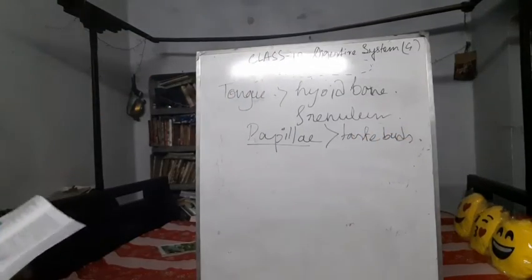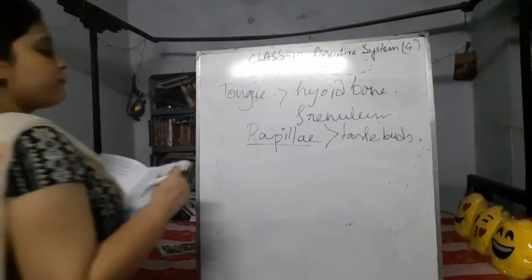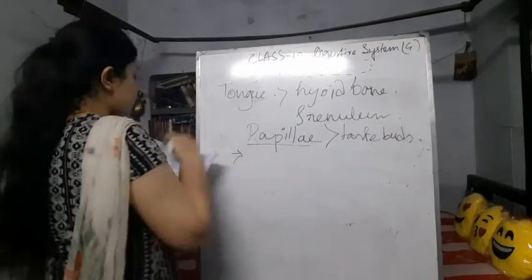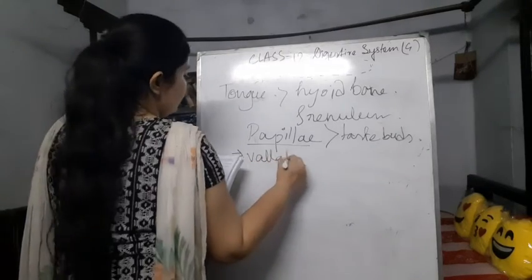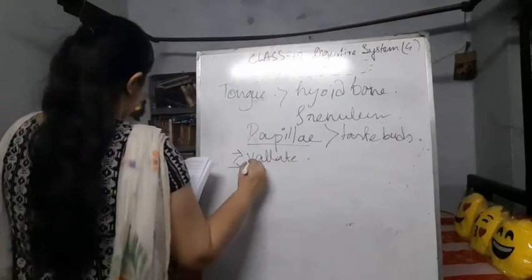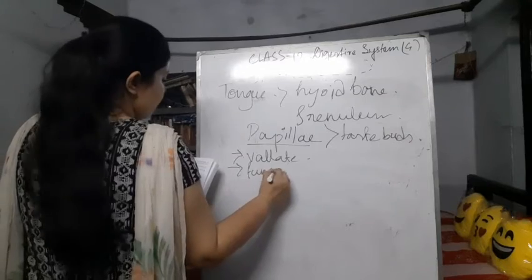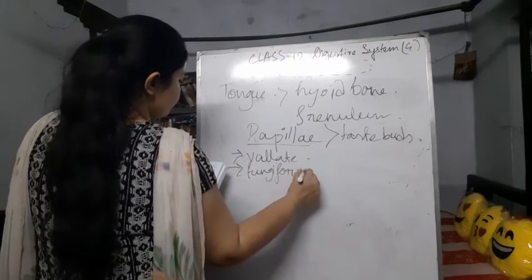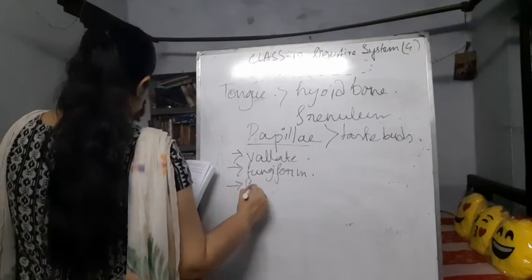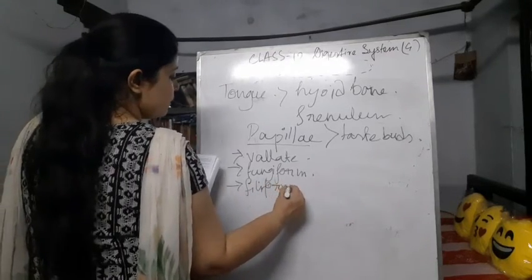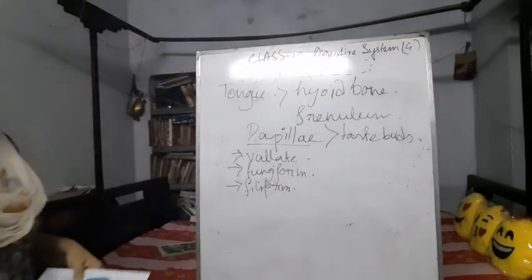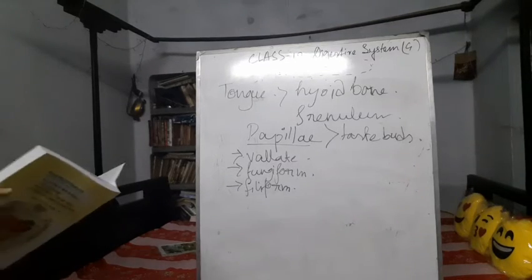In the next, there are 3 types of papillae present in our tongue. Which are they? Vallate, fungiform, and filiform. There are 3 types of papillae present in the tongue.